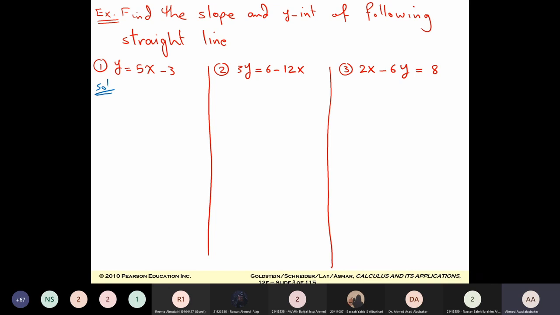Now, for the first equation, what's the value of slope? Good, 5. So the slope m equal 5. And the y-intercept point equal negative 3. So 0, negative 3, or negative 3. If we need the point, 0, negative 3. We need y-intercept negative 3, okay? Now, the second equation, what's the value of slope?